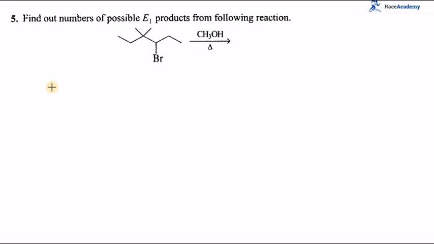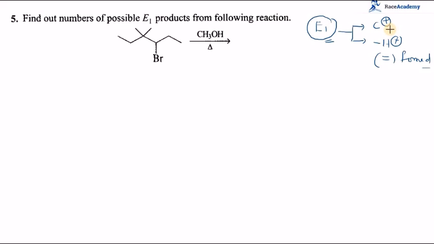See this question. Find out the number of possible E1 products from the following reaction. You know, E1 mechanism is called an elimination mechanism. This is a two-step mechanism. In the first step, we will get a carbocation. Second step, this is the removal of proton. So we will remove a proton to get the alkene. So the double bond will be formed in the second step.